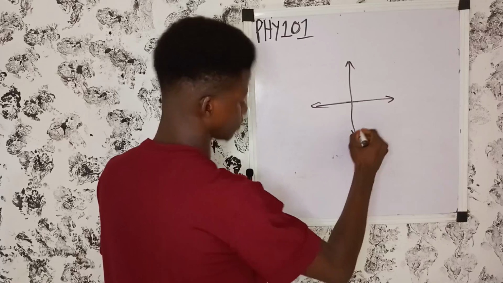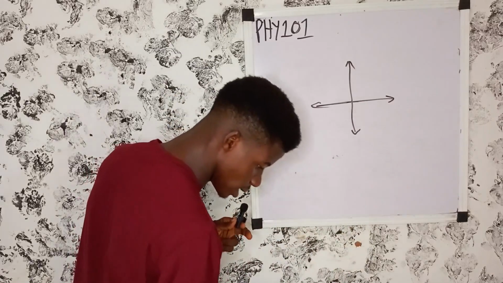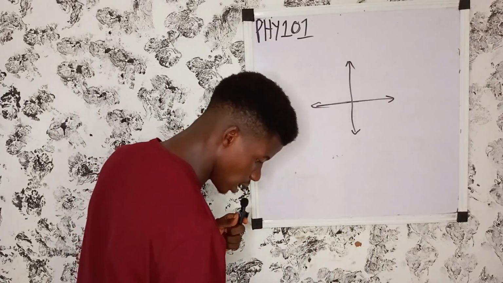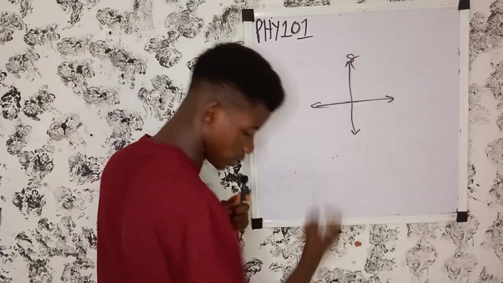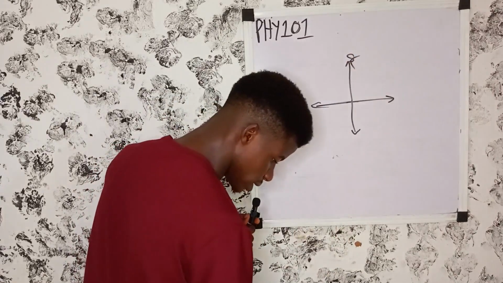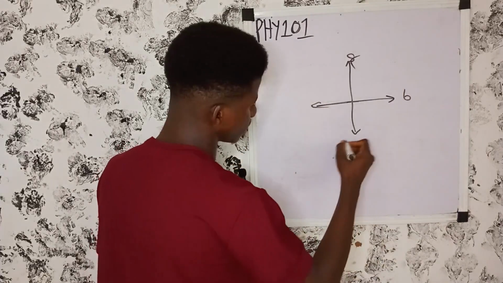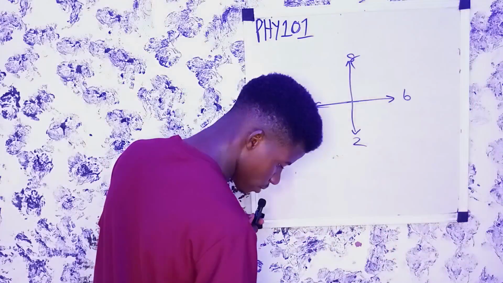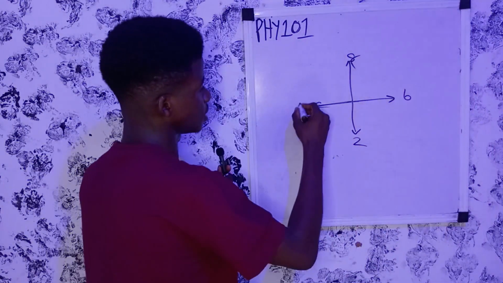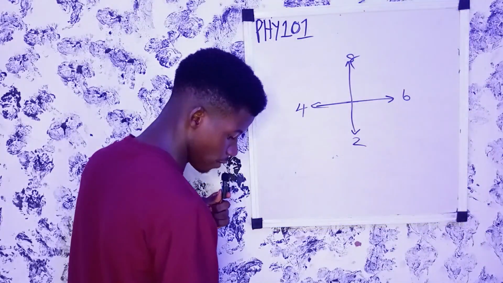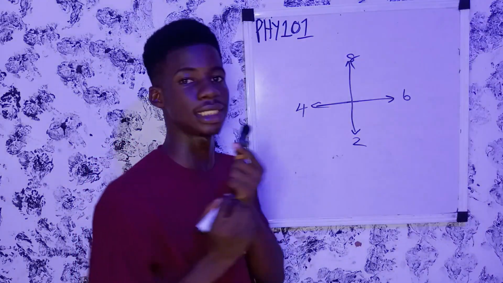Four forces: 8, 8, 6, 2, 4. Okay, 8 is at the north, then 6 is at east, then 2 is at south, while 4 is at west.